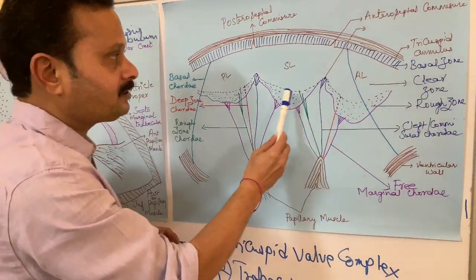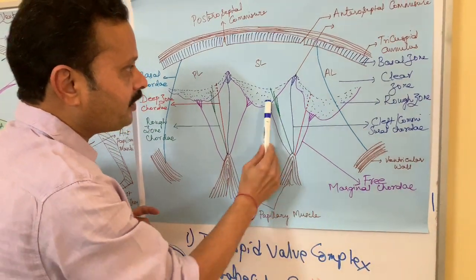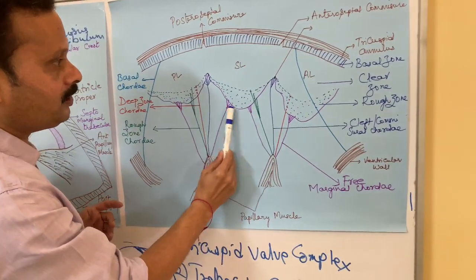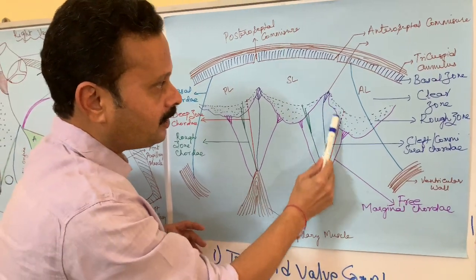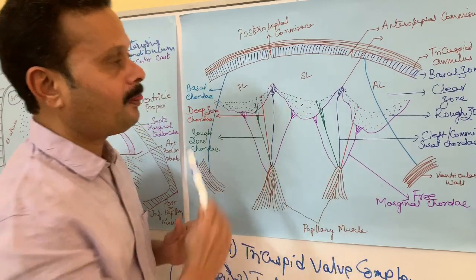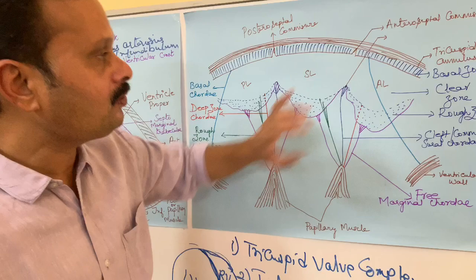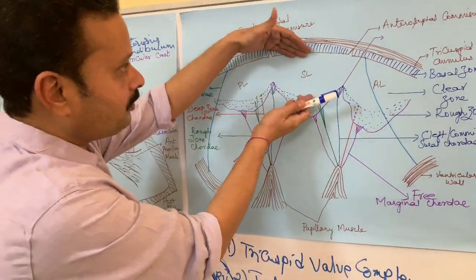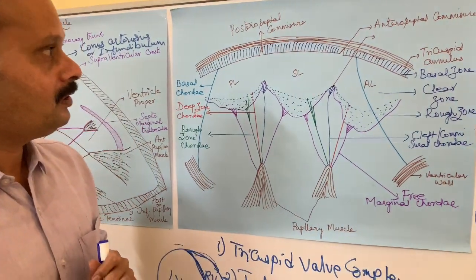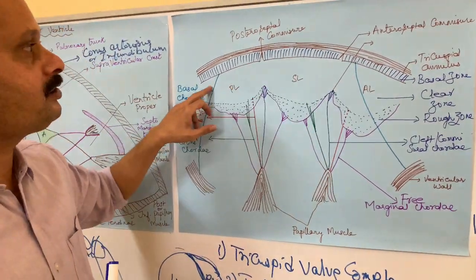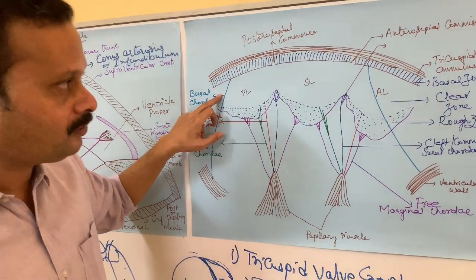The rough zone is thick and it receives the attachment of various chordae tendineae. All these are the chordae tendineae. We will talk later about this. Various chordae tendineae are attached to the rough zone of the valve. Clear zone is thinner, although I am showing it thick here, in reality it is thinner than the rough zone, and no chordae tendineae are attached to this zone. You can see there is no chordae tendineae being attached to this zone.